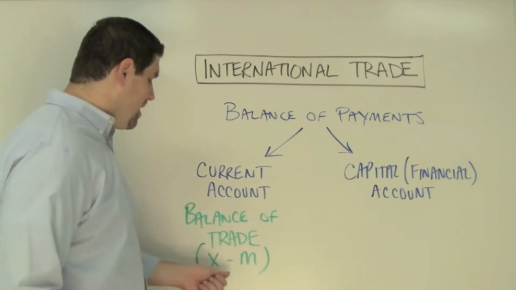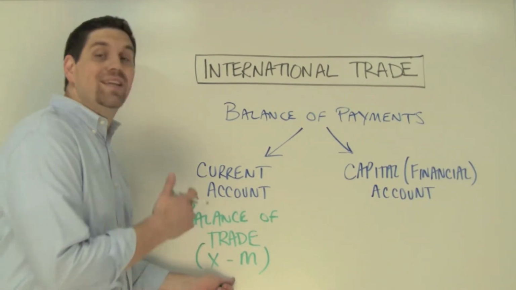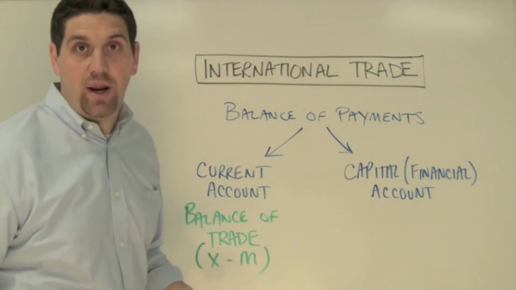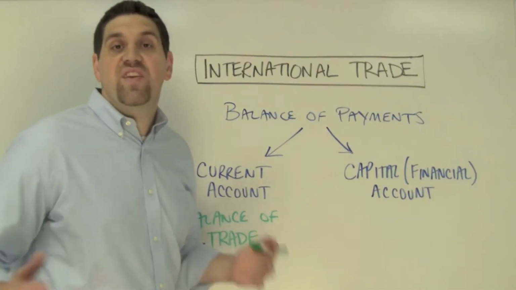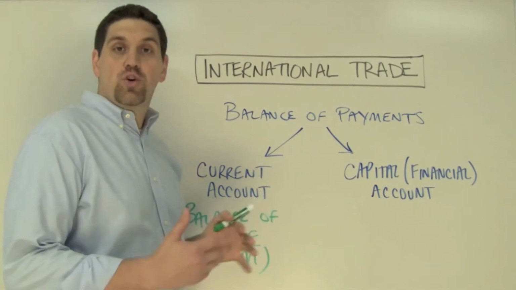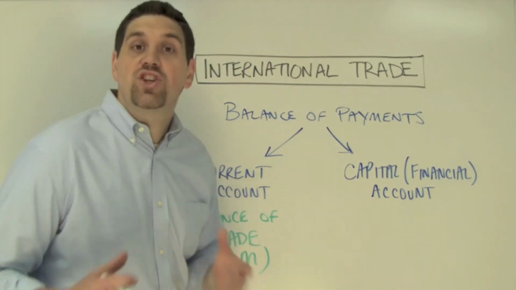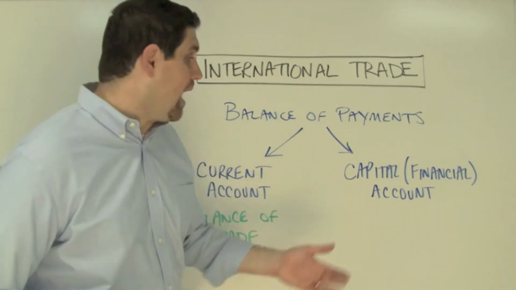So as you can see, imports are considered a negative number or a debit towards the balance of trade. Exports are considered a credit towards the balance of trade. That's why the right answer is C. But let's finish this off. The capital account doesn't measure the trade of goods and services. It measures something different. It measures financial assets. This is the change in ownership of different assets and doesn't count towards GDP.